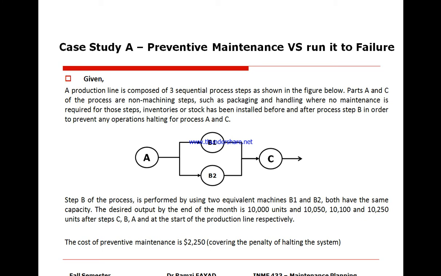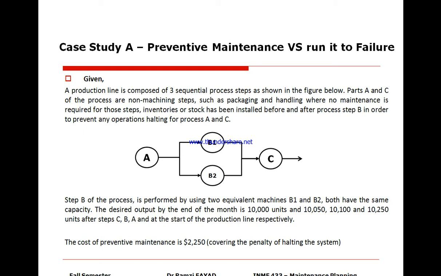So we have a production line composed of three sequential steps, one after the other: A, B, and C. Parts A and C of the process are non-machining steps such as packaging and handling, where no maintenance is required. Therefore, there is no maintenance at step A and step C. Inventories or stock have been installed before and after process B in order to prevent operation halting for process A and C. This is similar to a buffer.